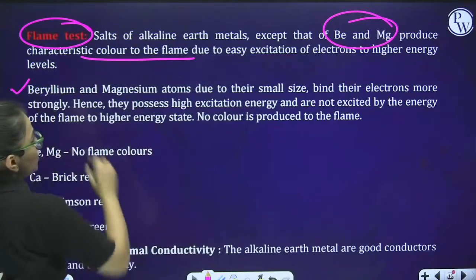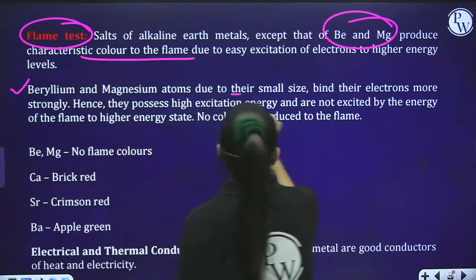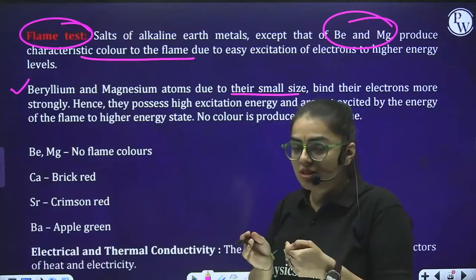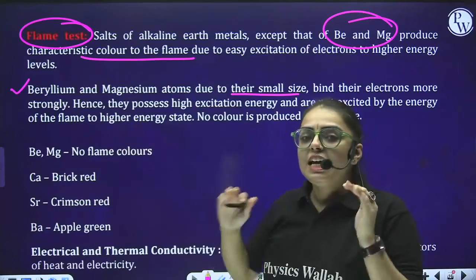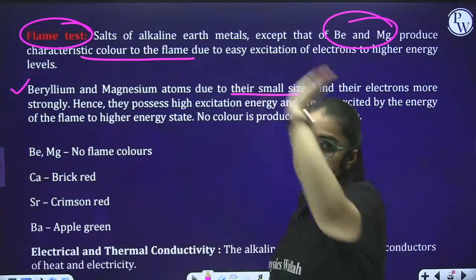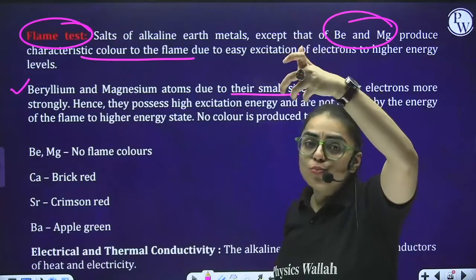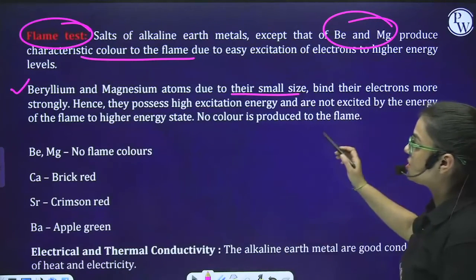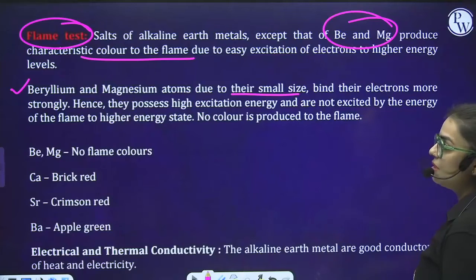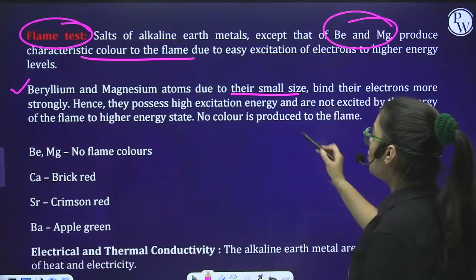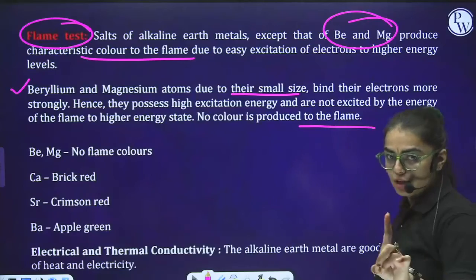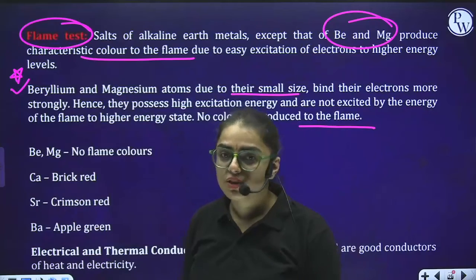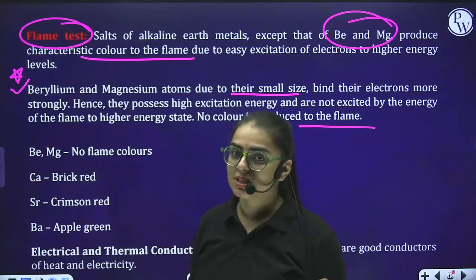So see, beryllium and magnesium atoms, due to their smaller size, what is the reason? They have a small size. Moreover, they bind their electrons more strongly. If they have smaller size, the nucleus will bind the electron more strongly. It won't allow the electron to move from lower state to the higher state. And if it won't allow the movement of electron from the lower to the higher, it is not going to impart any color. Hence, they possess the highest excitation energy and are not excited by the energy of the flame to a higher energy state. No color is produced in the flame by beryllium and magnesium. Remember, put a star over here, students, because in group number 1, each and every element imparts color. In group number 2, beryllium and magnesium are an exception.